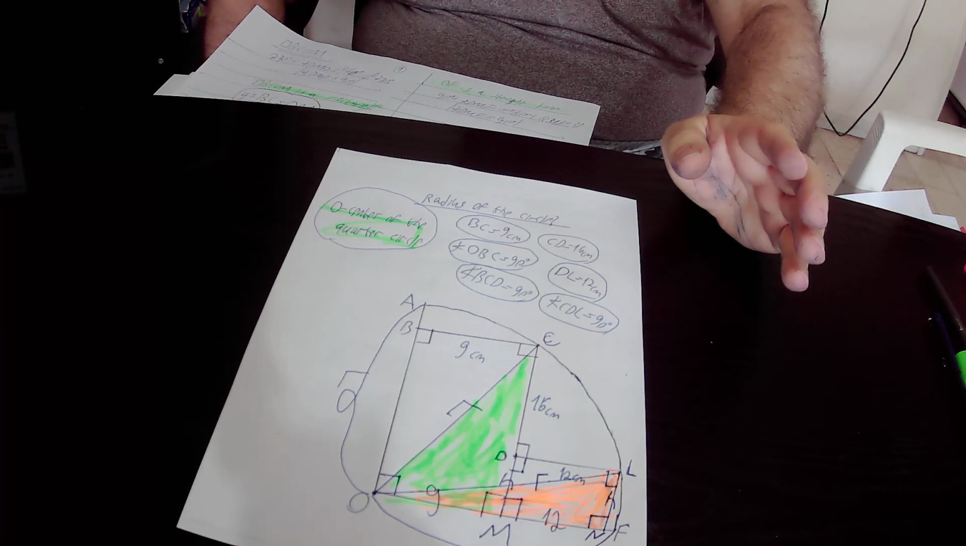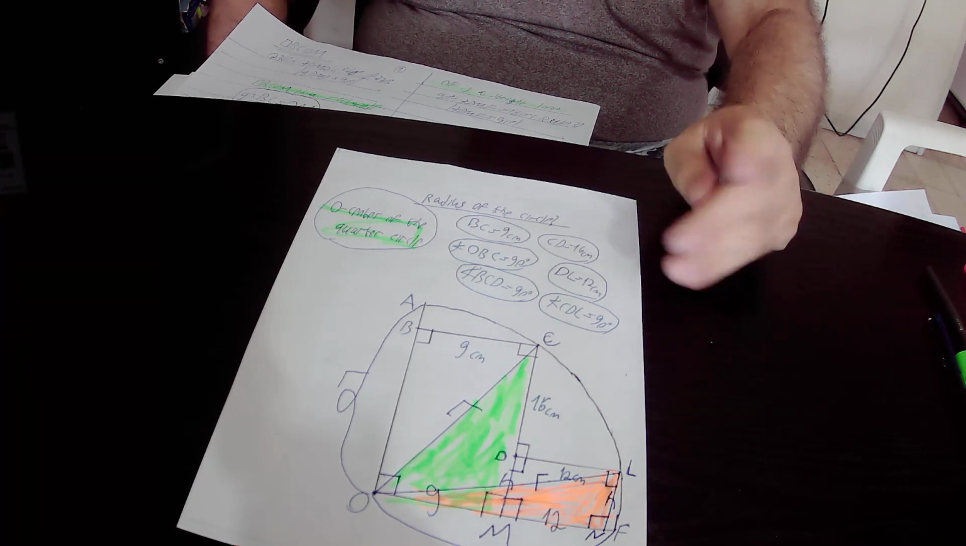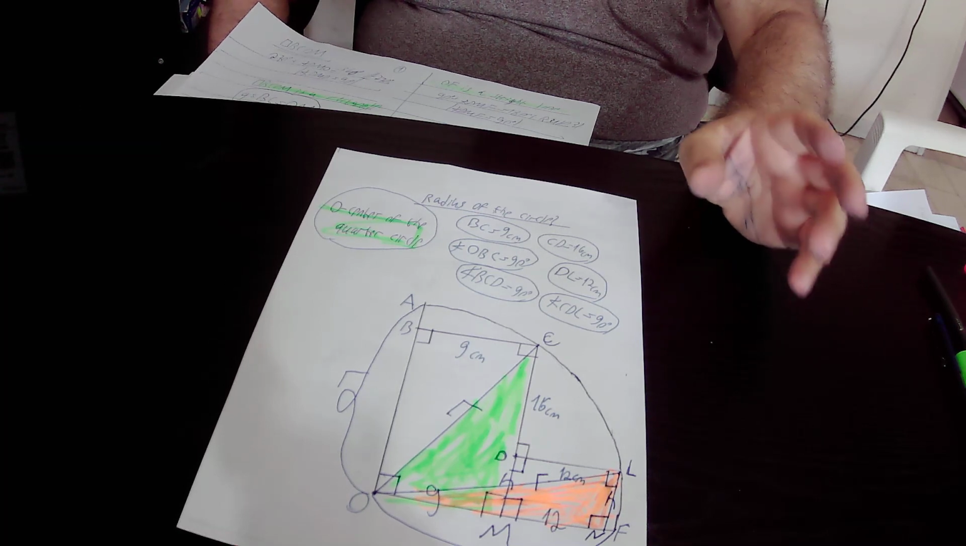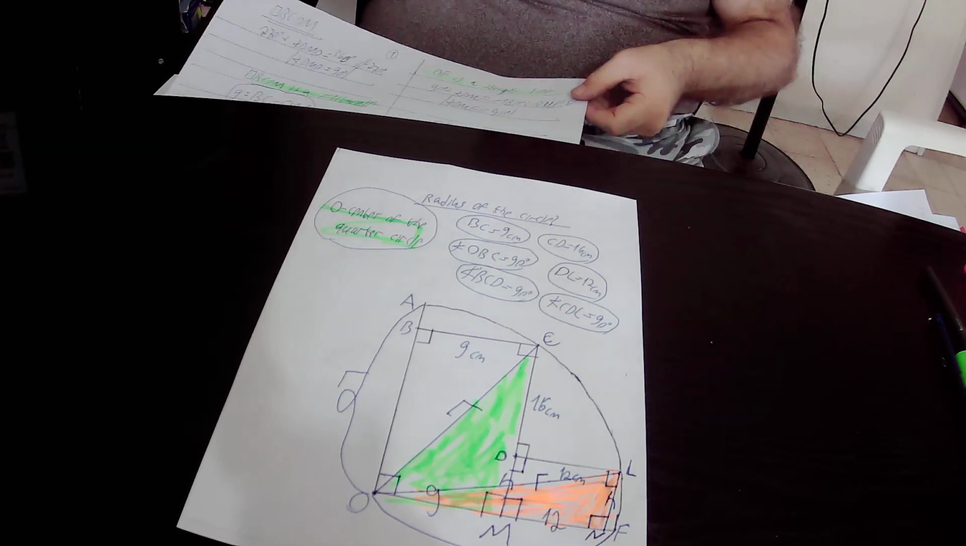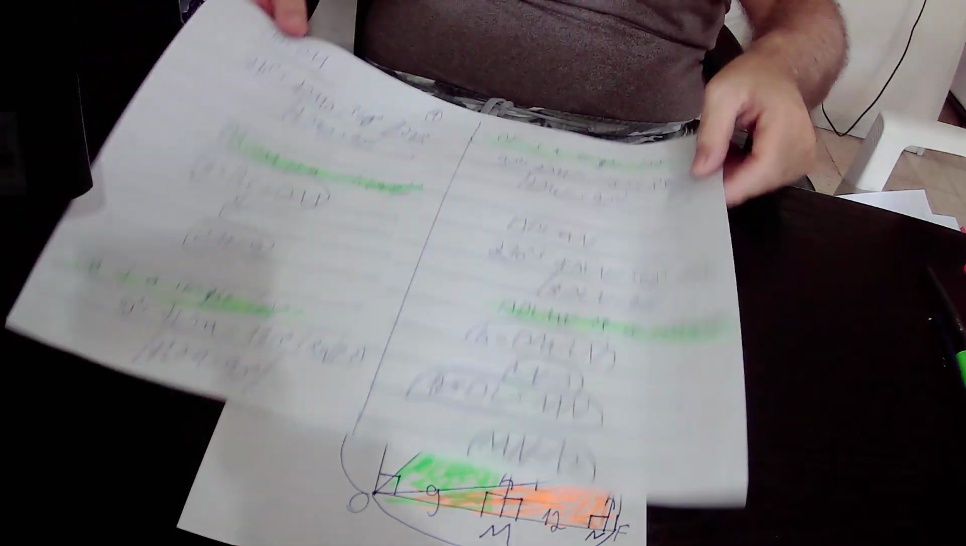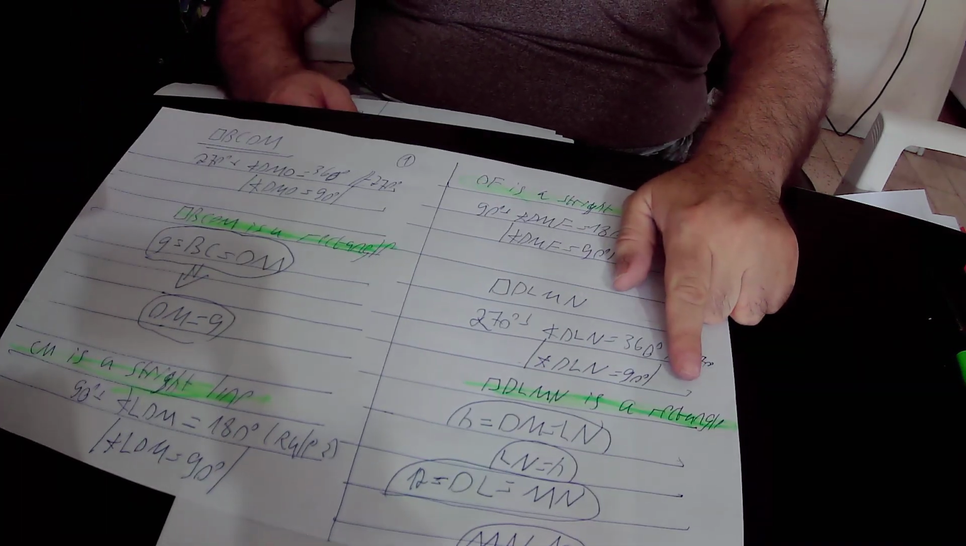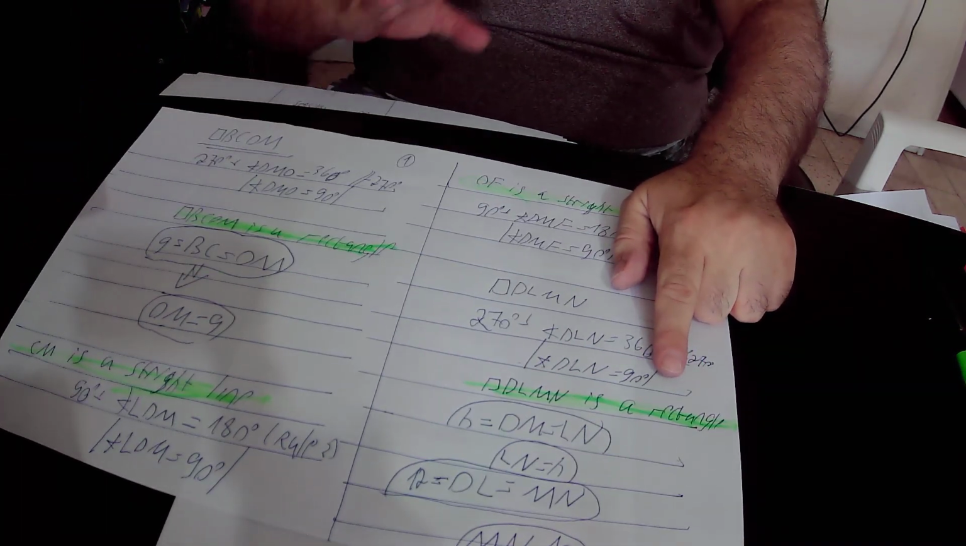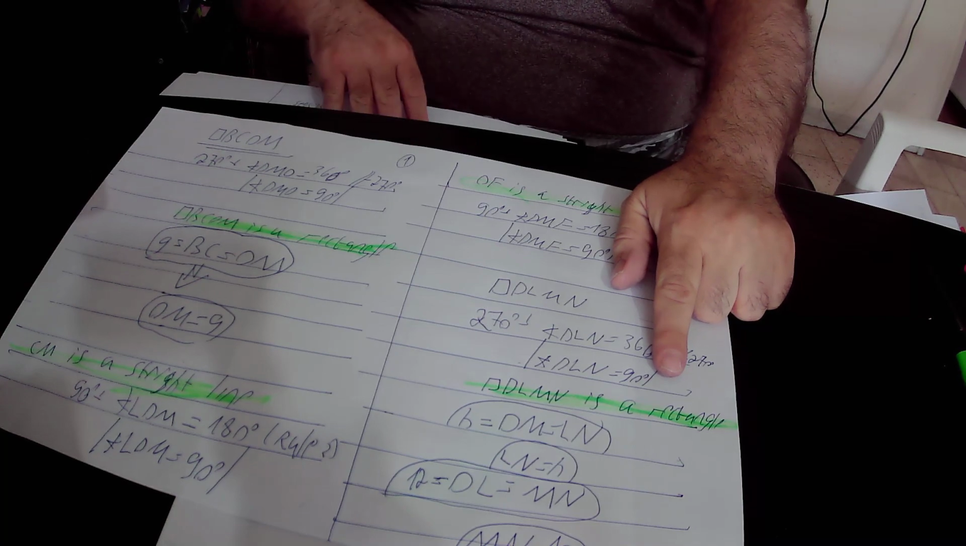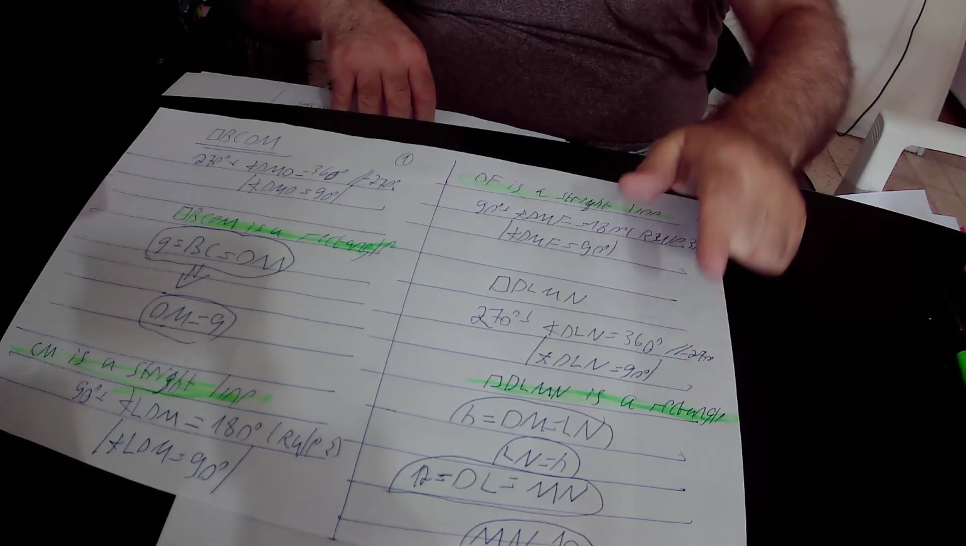And any quadrilateral that has 4 right angles must be at least a rectangle, if not a square. So we will relate to quadrilateral DLMN as a rectangle. Why? Because it has 4 right angles. And we also know that the opposite sides of a rectangle are equal to each other.